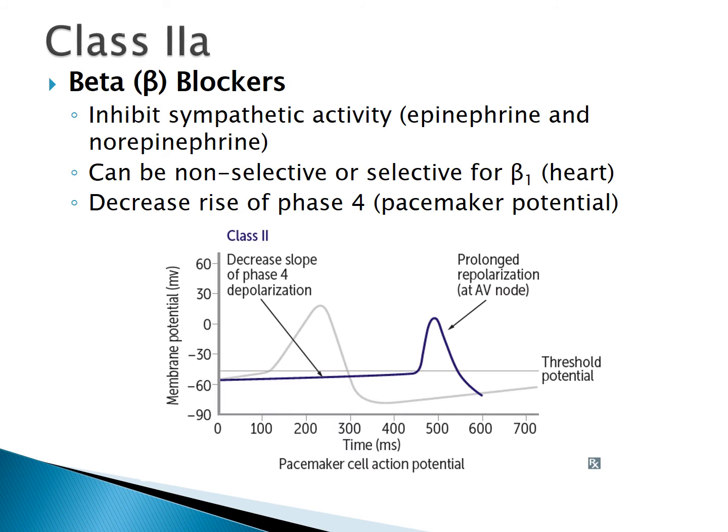Class 2A is the beta blockers, which inhibit sympathetic activity by inhibiting epinephrine and norepinephrine. Beta blockers can be selective for the heart or non-selective. They will cause a decrease in the slope of phase 4, and it will take longer to reach that threshold.